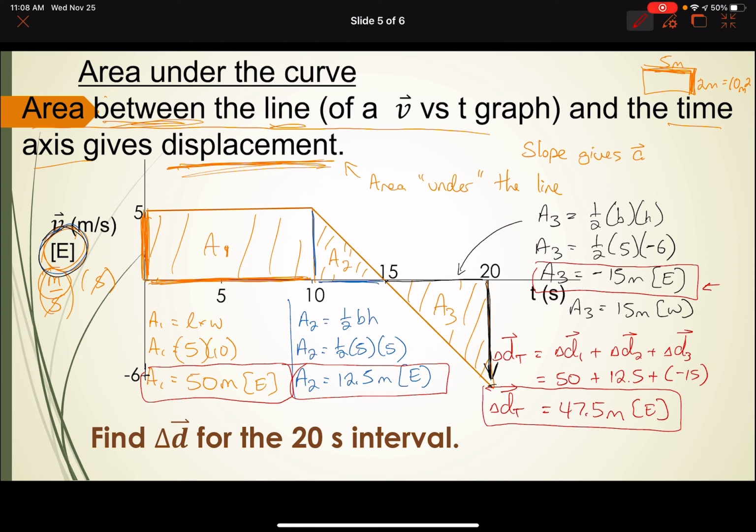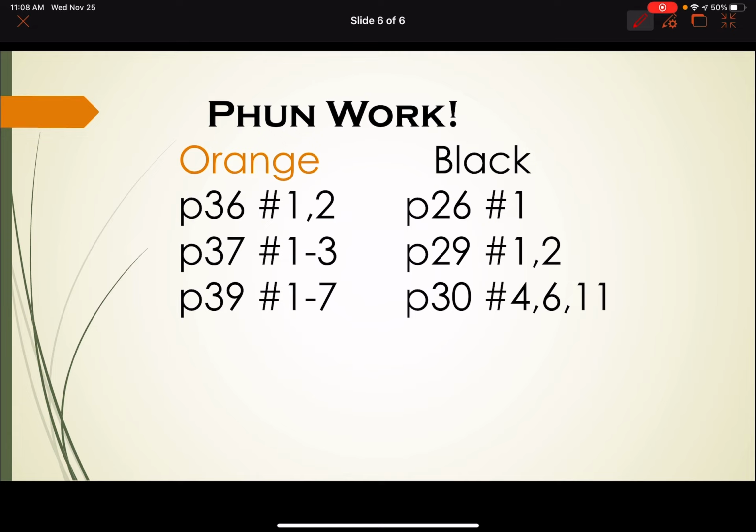Okay, so I started out and I walked 50 meters. Then I walked another 12.5 meters. Then I turned around and I walked 15 meters backwards, which means in total I am 47.5 meters away from the start. So 47.5 meters east of start. Nice, and that's it.